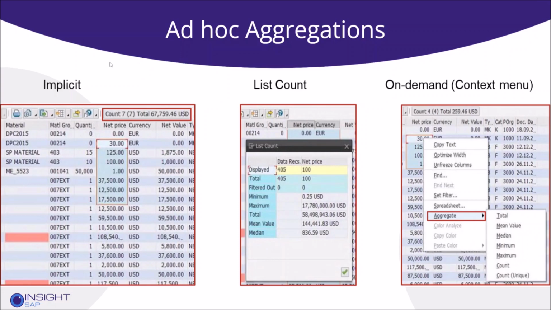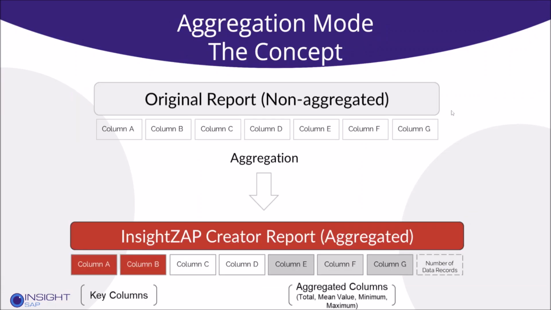This is to remind you about the implicit, the list count, and on demand. But now we would like to talk about the aggregation mode. So the aggregation mode answers a far more profound business use case, which is the granularity of the baseline. In many cases, the excess of information in the original report prevents us from seeing the forest for the trees, so to say.